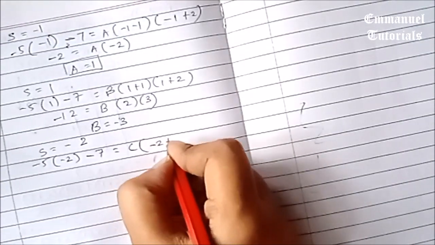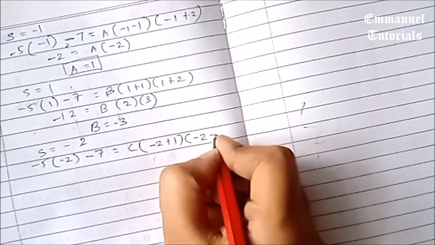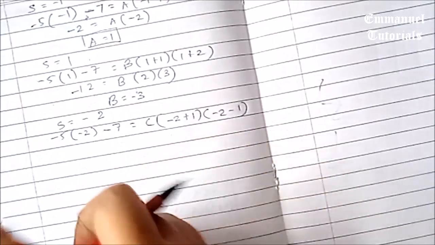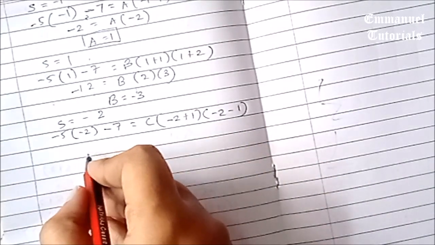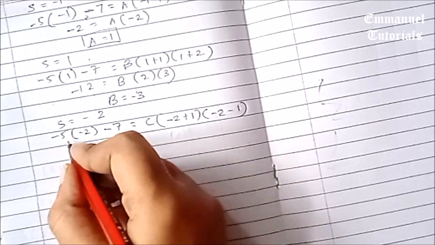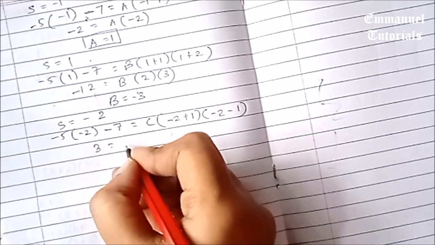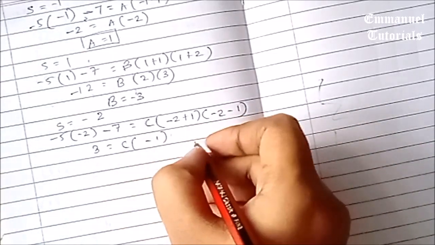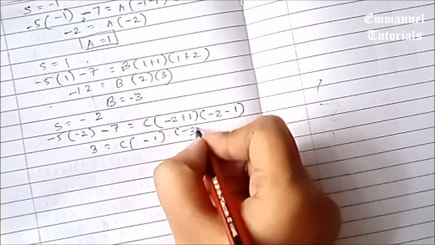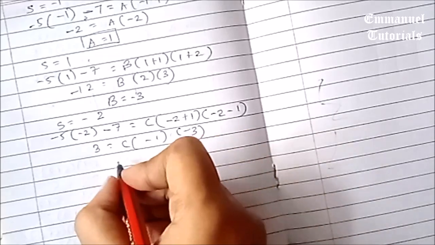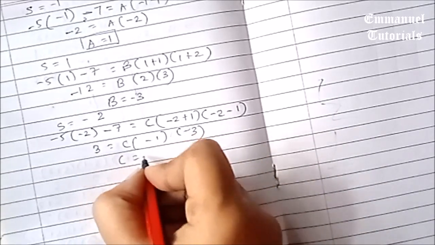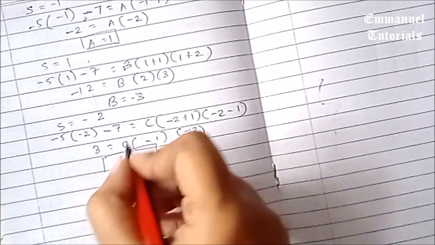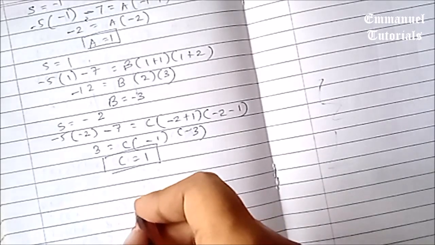Minus 2 plus 1 minus 2 minus 1. So this will give us 10 minus 7 is 3, 5 into 2, and C into 1 minus 2 is minus 1, minus 2 minus 1 is minus 3. So C into 3, so C is equal to 1. So we have got the values of A, B and C.